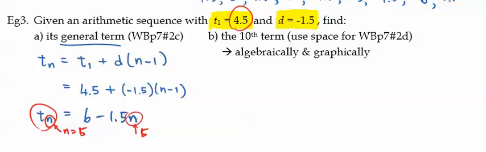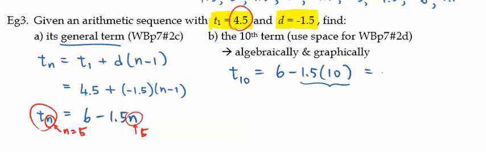If you want to find the 10th term in this sequence, that means I will now substitute n equals 10 in this equation. And as I work it out, 6 minus 15 will give us negative 9.